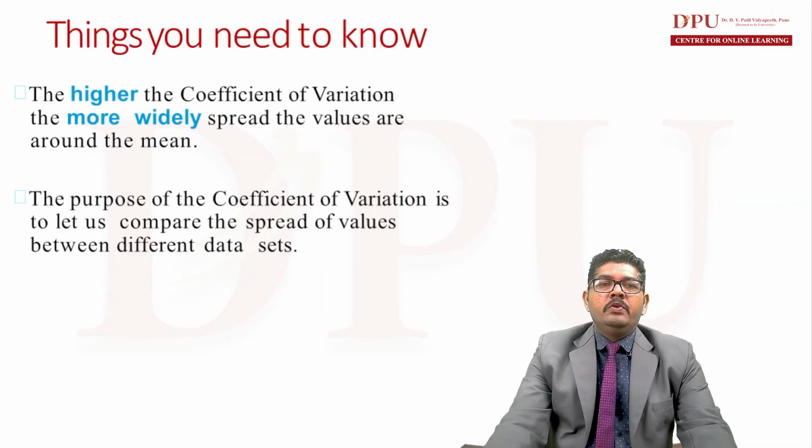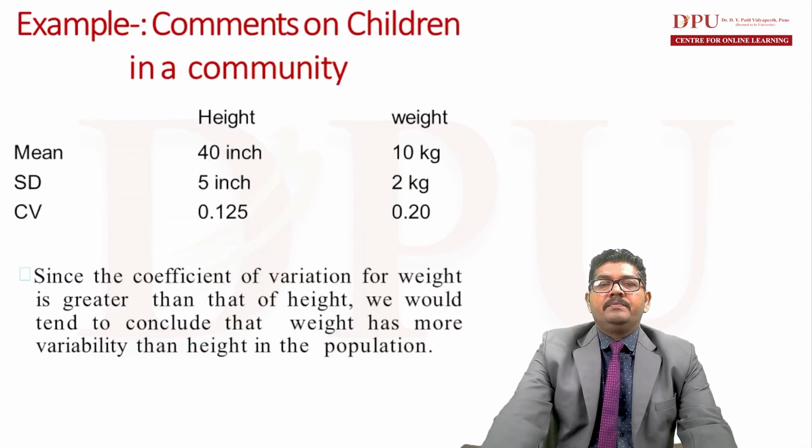Things you need to know: the higher the coefficient of variation, the more widely spread the values are around the mean. So higher the coefficient of variation, the values are spread away more widely. The purpose of coefficient of variation is to let us compare the spread of values between different data sets. So one of the basic purposes of coefficient of variation is that it helps us to compare the spread of values between different data sets.